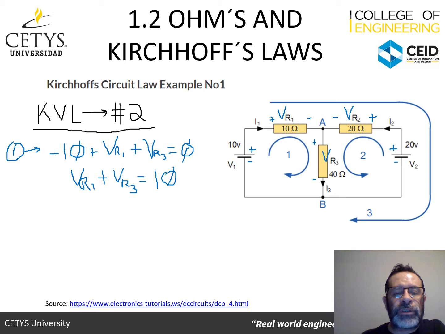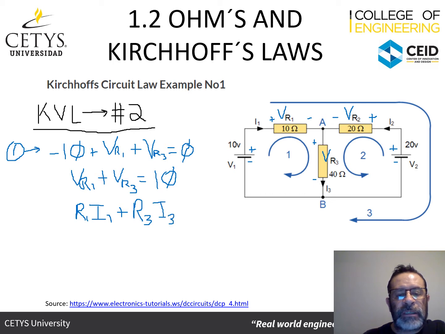The voltage supplies are equal to the voltage drops. And we can substitute the values of the voltages of the resistors using Ohm's law. So the voltage for resistor 1 is going to be R1 multiplied by I1. And the voltage for R3 is going to be R3 multiplied by I3. And this is still going to be equal to 10.